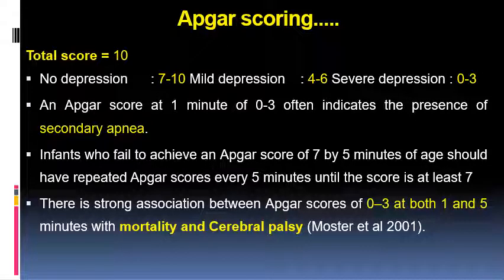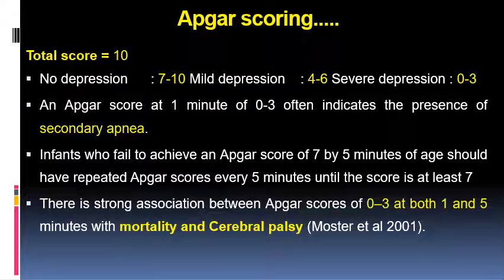So an Apgar score at 1 minute of 0 to 3 often indicates the presence of secondary apnea. Secondary apnea is caused mainly when the problem is in the thermoregulation process or any neurological infections, and these secondary causes may lead to secondary apnea. How we are going to identify it is when the score is 0 to 3. Okay, that is at 1 minute. That may be the reason.